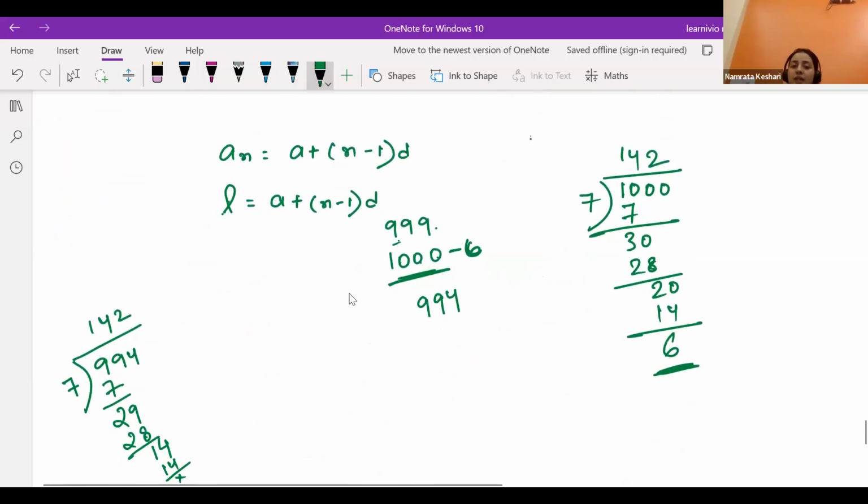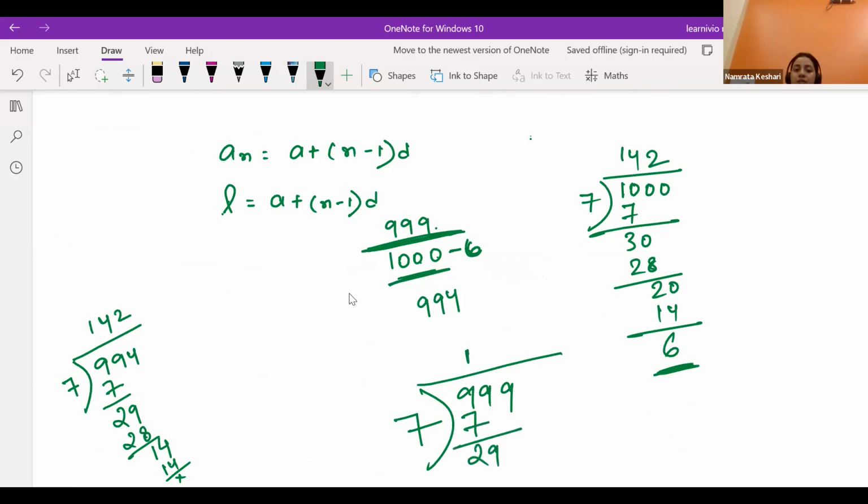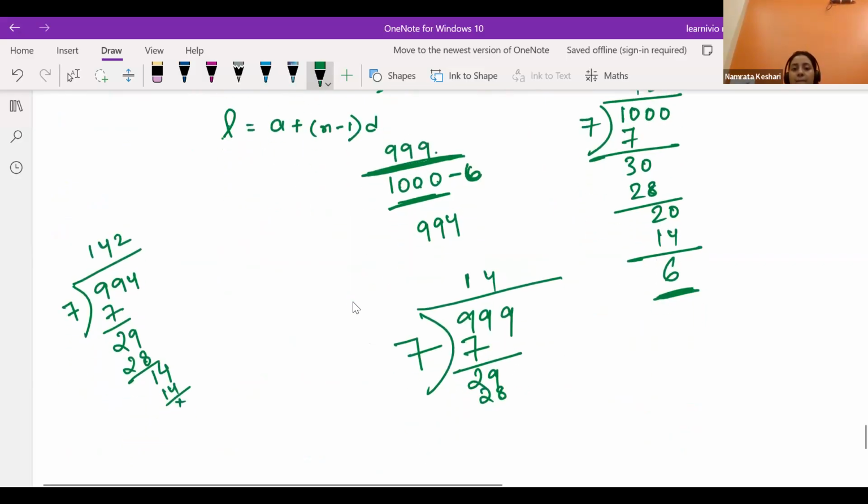You could also have taken 999. ठीक है, 999 को भी अगर हम 7 से डिवाइड करके चेक करते हैं तो सेम ही आता, 994 ही आता. चेक इट. 7 1 times 7, 7 4 times 28. Yes.